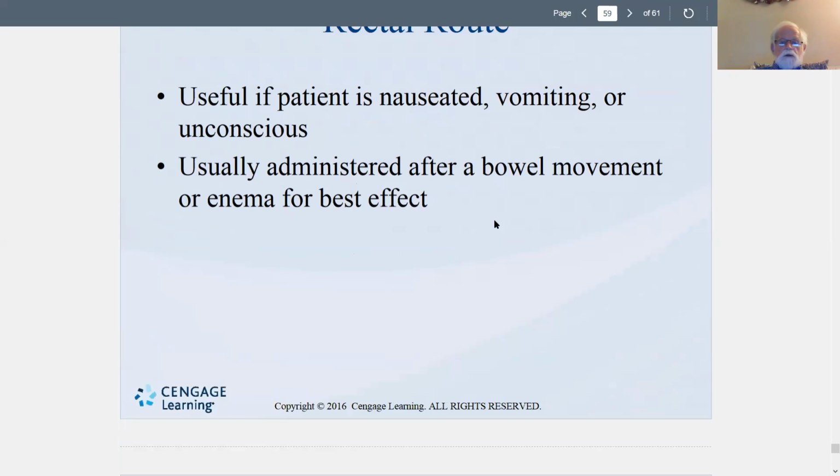Rectal route, we talked about nausea and that sort of thing, but also if a patient is unconscious, you don't put things in their mouth. And so we basically insert the rectal suppository and have the patient lie for at least 15 minutes on their side for absorption.